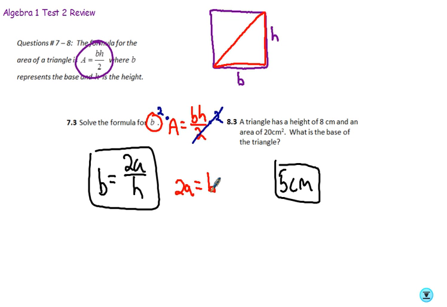And then you're trying to get b by itself, so you'd have to divide both sides by b. Or, I'm sorry, we're not trying to get b by itself. We're trying to get h by itself. Sorry about that. So we would divide by h, rather. And then you'd end up with b is equal to 2a over h. And then you'd substitute from there.